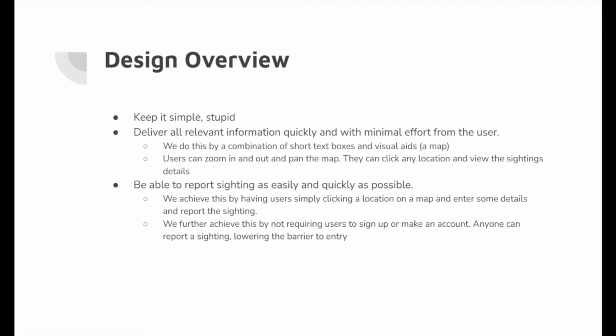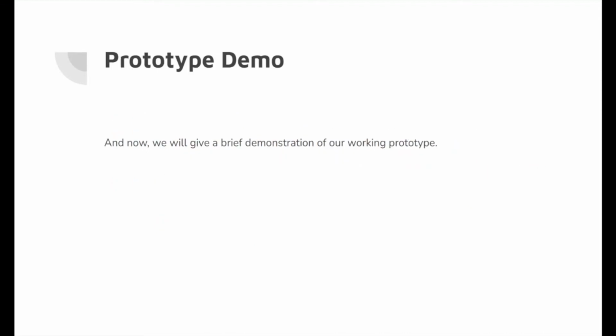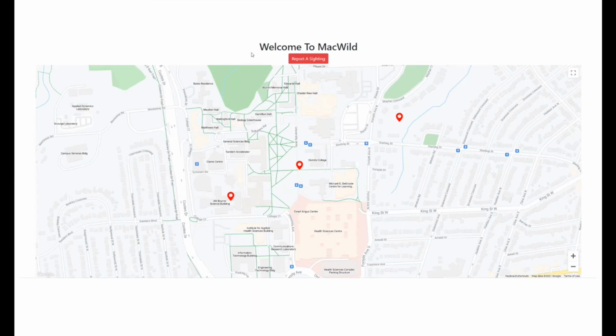Overall, we used a simple layout and a consistent design that allows our users to transfer their past experiences into our application. And now we're going to jump into a quick demo of the prototype. So as we discussed, the application is really minimal. It's very straightforward. As soon as you open it, the first thing you see is just this little intro, like welcome to MacWild, and then there's a map that has a bunch of markers on it. And each marker represents different animal sightings.